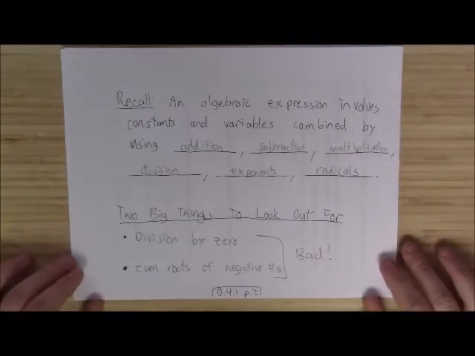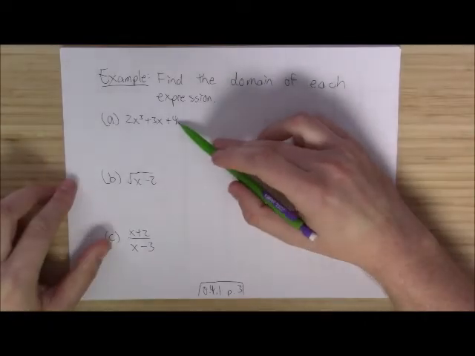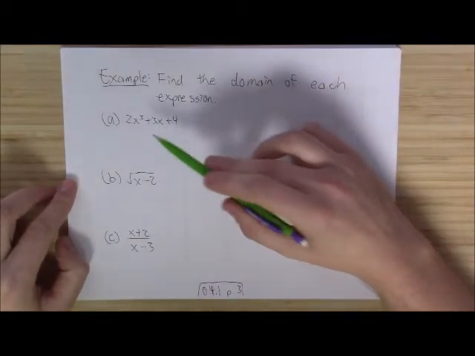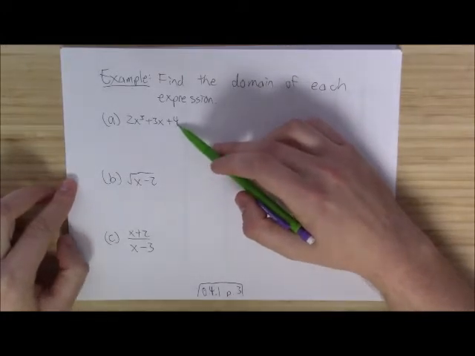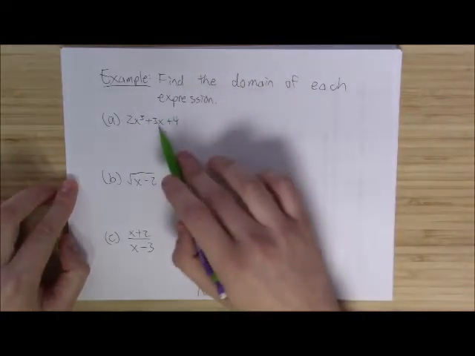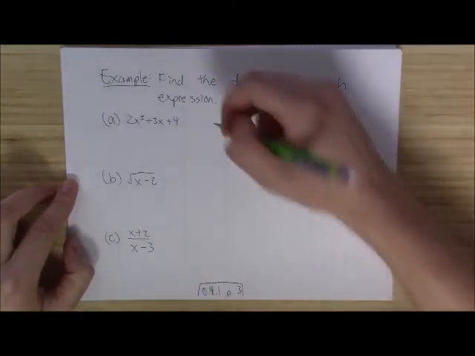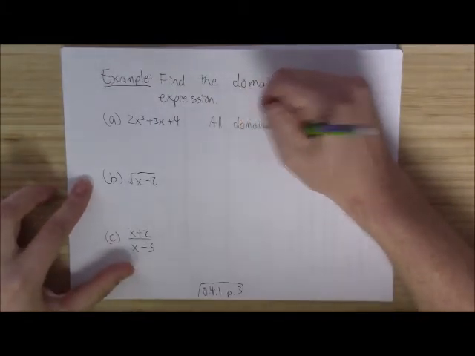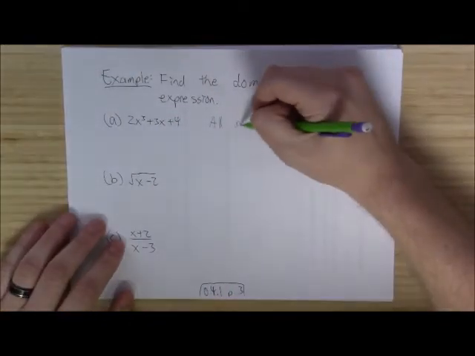Okay? For example, let's find the domain of each of the following expressions. For this one, we can ask ourselves, does anything really go wrong here? And the answer is, there's no place where we divide by 0. There's no chance of dividing by 0 because there's no division. And there are no even roots going on here, so there's no chance of taking an even root of a negative number. Because of that, all numbers should be included. So our domain is all real numbers.